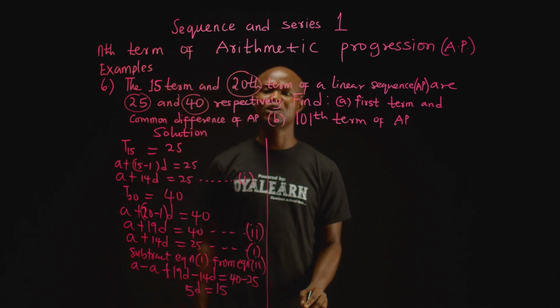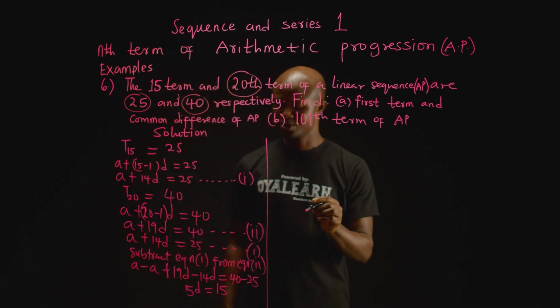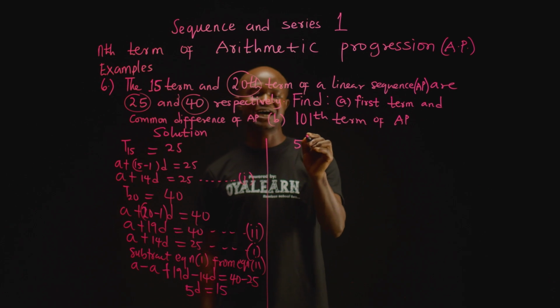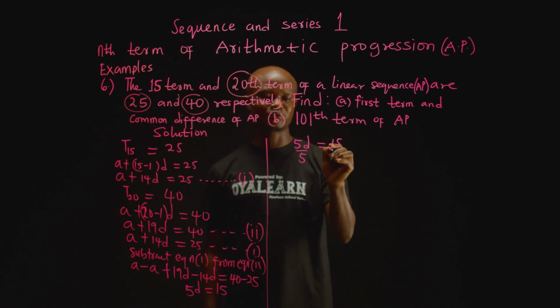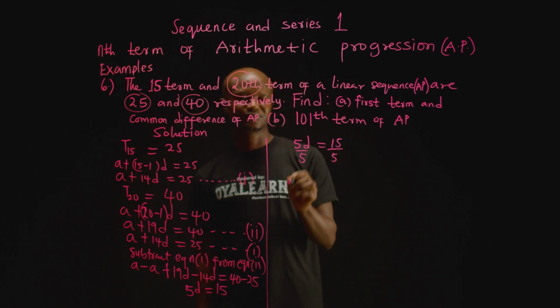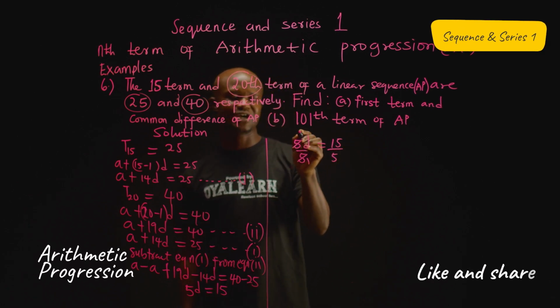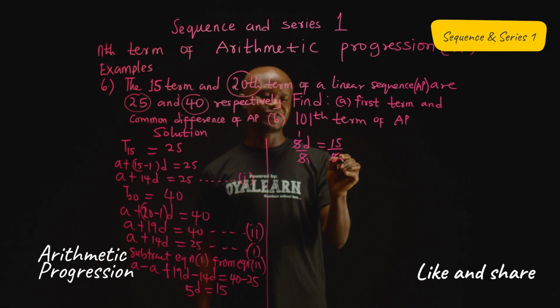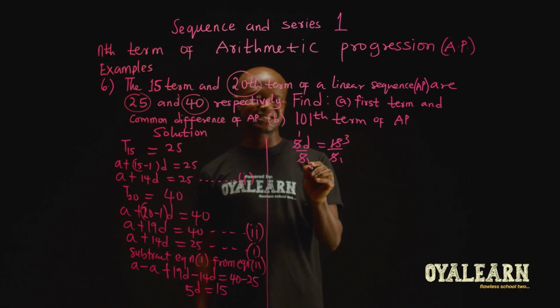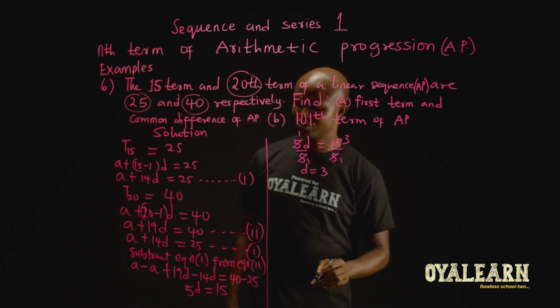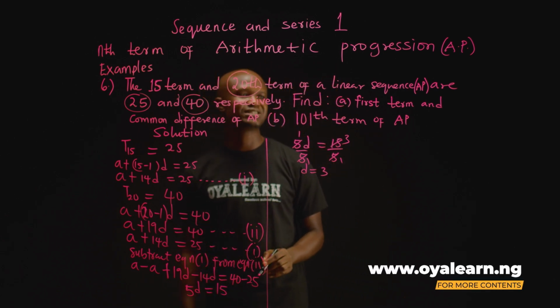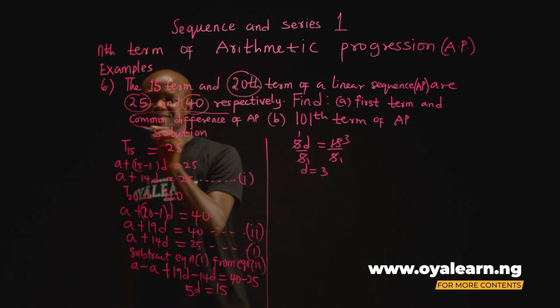For us to find the value of D, what are we going to do? We divide both sides by 5. 5 divided by 5 is 1, and 15 divided by 5 is 3. It means that D equals 3, which represents the common difference.